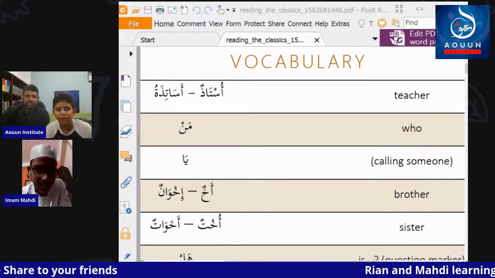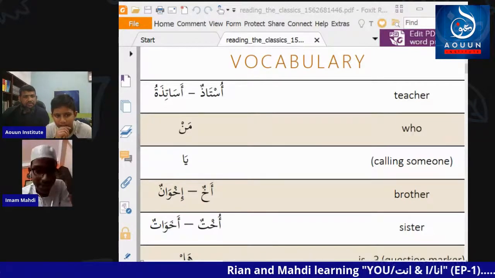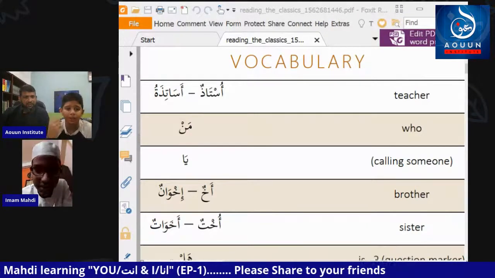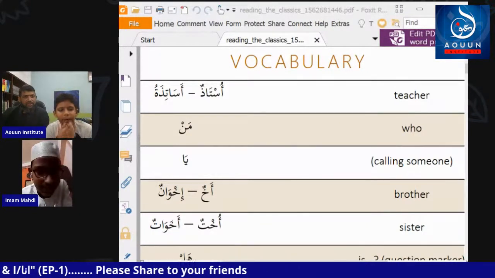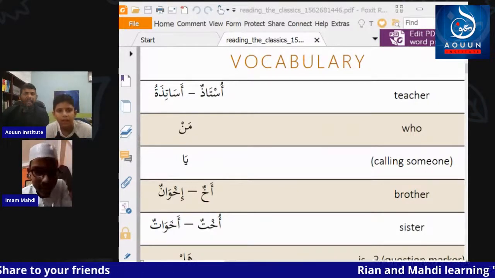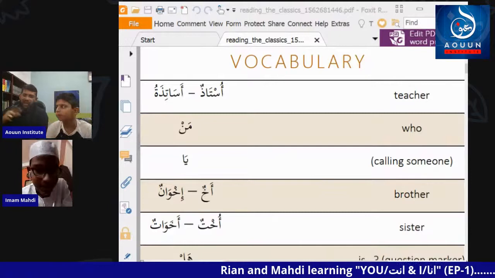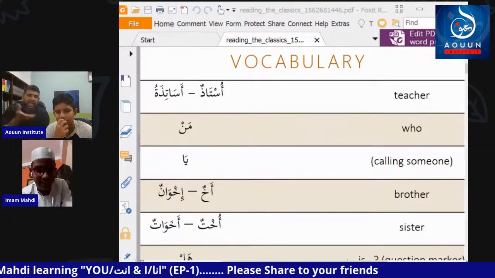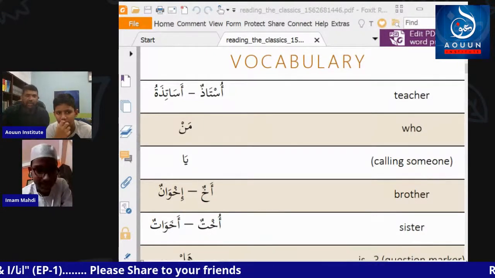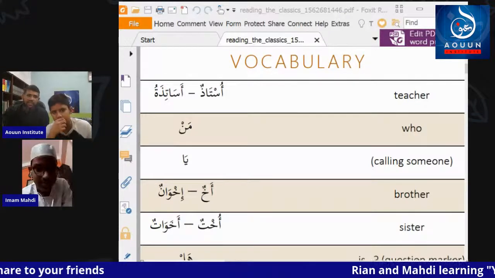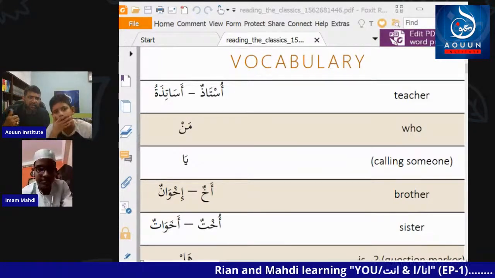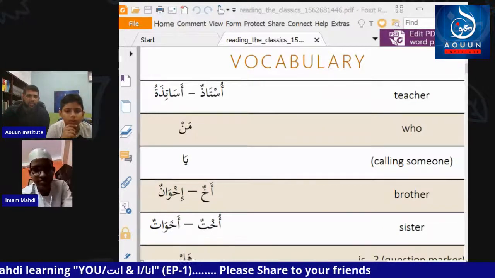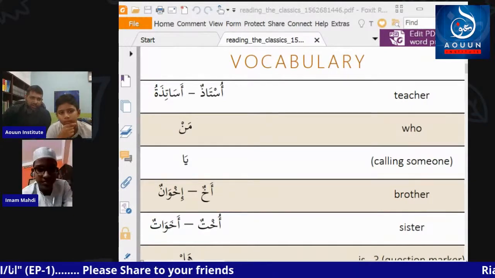Tell me Mahdi, what does Ustad mean? Ustad means teacher. Rian, can you tell me what is the meaning of teacher? The meaning of teacher is Ustad in Arabic. Okay, so now you understood what teacher is. And Ustad in English is teacher. So if Rian asks what is the meaning of teacher, you say in Arabic it's Ustad, and in Bengali it's Shikkhok, as you know.